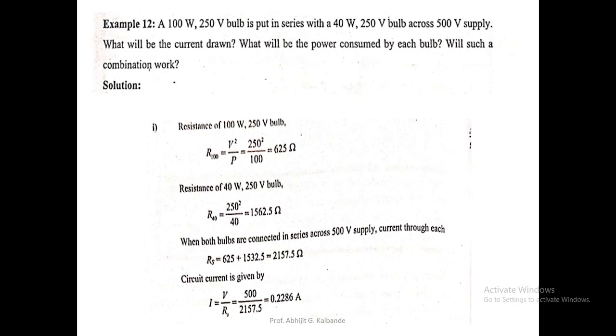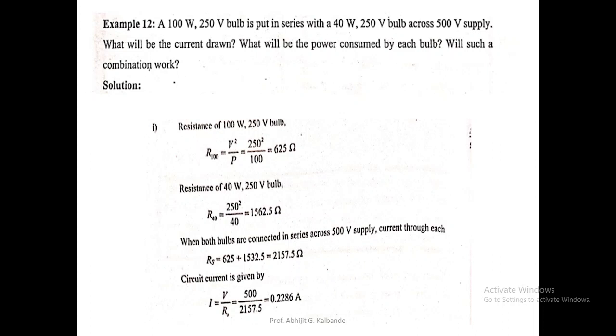Another numerical will be from you. A 100 watt, 250 volt bulb is put in series with a 40 watt, 250 volt bulb across a 500 volt supply. What will be the current drawn, and what will be the power consumed by each bulb? Will such a combination work? Here the resistance of the 100 watt bulb we have to find out, that is 625 ohms, using the formula V square by P. Then the resistance of the 40 watt, 250 volt bulb will be R40 equals 250 square upon 40.